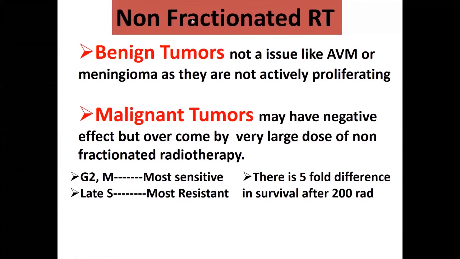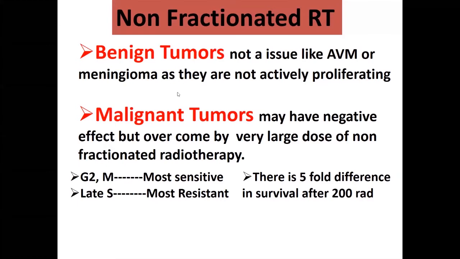Now we have two types of tumor, the benign tumor and malignant tumor. Benign tumors are not actively dividing. So as far as redistribution is concerned, whether you treat with a single fraction or multiple fractions, because they are not dividing, there will not be any difference in sensitivity between the two types of delivery, that is non-fractionated and fractionated. But for malignant tumor, certainly because of redistribution, fractionated radiotherapy has an advantage over non-fractionated radiotherapy.